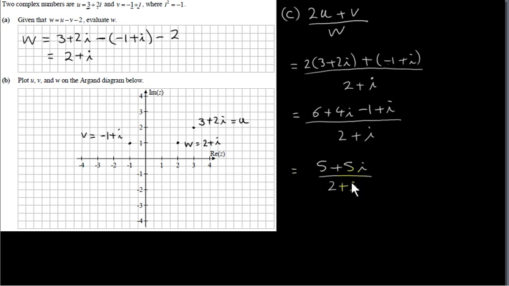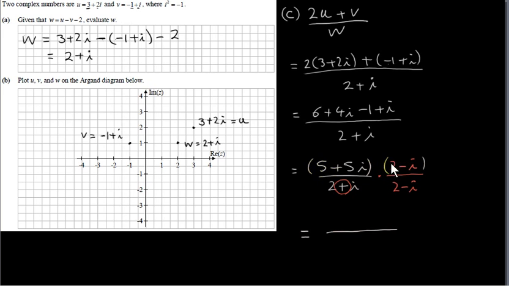To do that, you need to multiply above and below by the conjugate of the denominator. The conjugate of 2 plus i is 2 minus i. We just change the sign of the imaginary part. Now if we multiply underneath by 2 minus i, we must multiply above by 2 minus i. The reason we do this is because when we multiply 2 plus i by its conjugate 2 minus i, we get a real number in the denominator. So we want to multiply 5 plus 5i by 2 minus i.